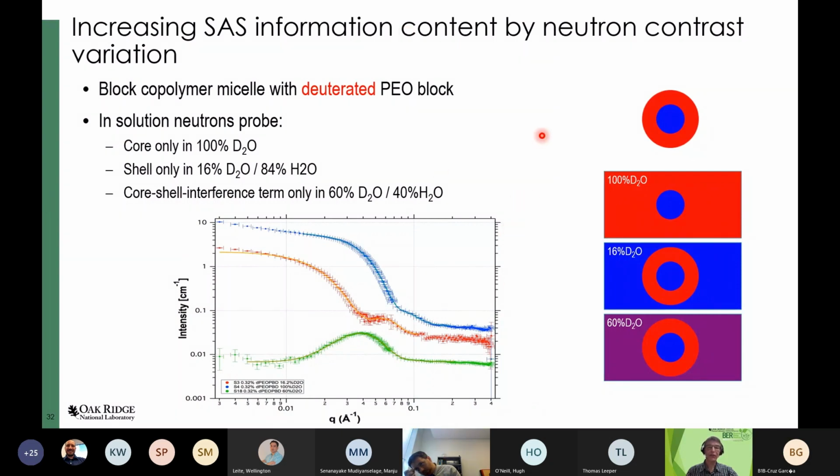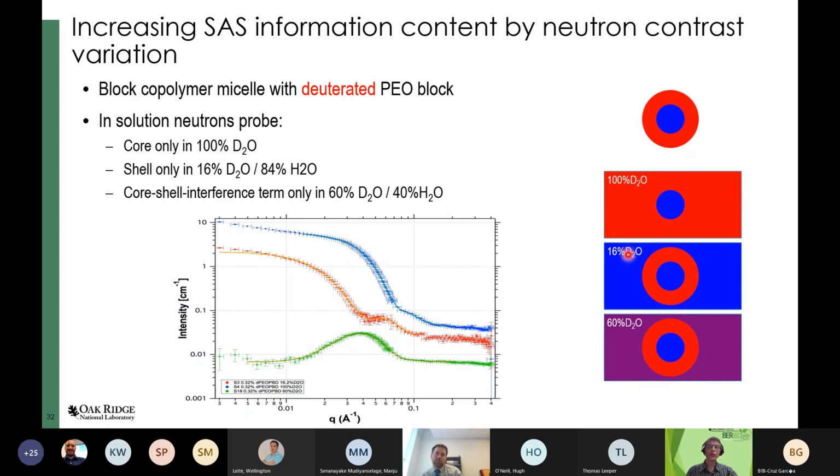This is an example of a block copolymer micelle. This is a system that has 2 blocks of different polymer, with 1 polymer block on the inside, located in the micelle, and the other one in the shell. And one of them was deuterated, and then we use mixtures of D2O and H2O, where you can adjust it such that you make the shell completely disappear. Then you see only the core scattering. That's this curve here. So that's basically a scattering curve from a smaller sphere.